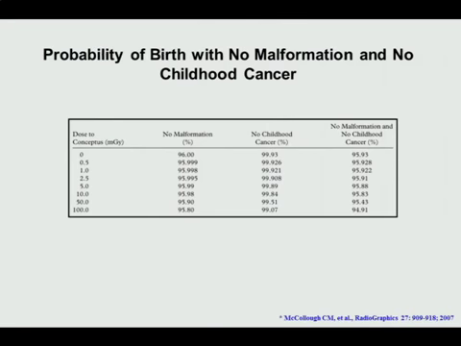How does this increase with exposure to radiation? If we go down the list, if it is 10 milligray of exposure to the conceptus, to the fetus, the childhood cancer risk will increase from 99.93% to 99.84%. It means the increase is only less than 1%. It's about 0.1%.